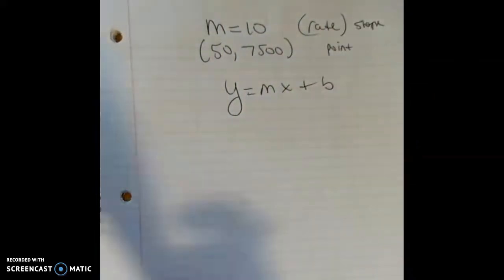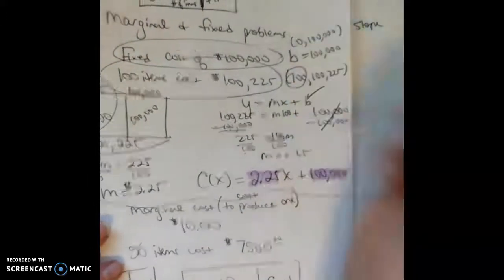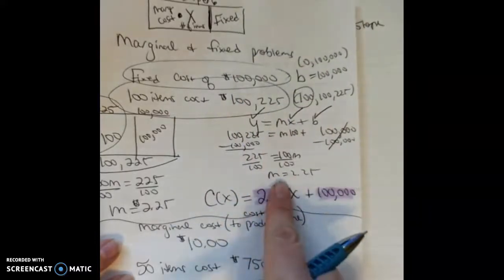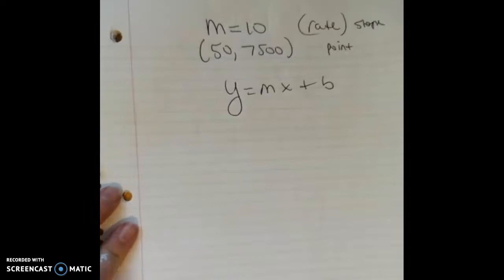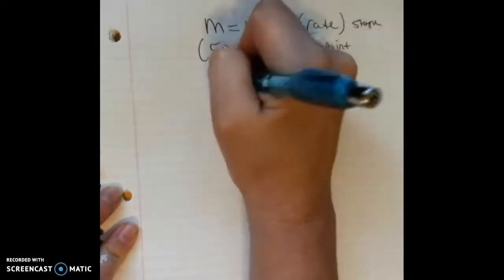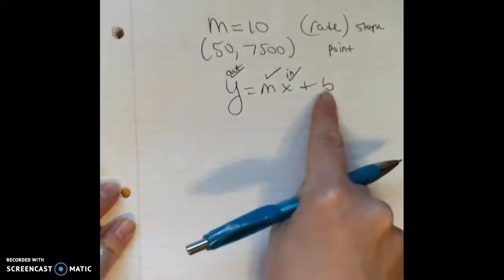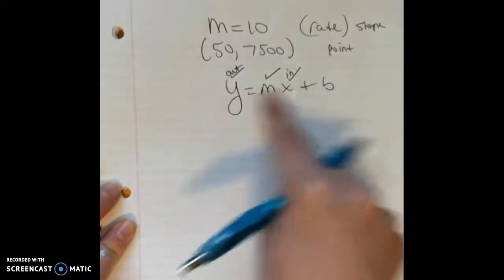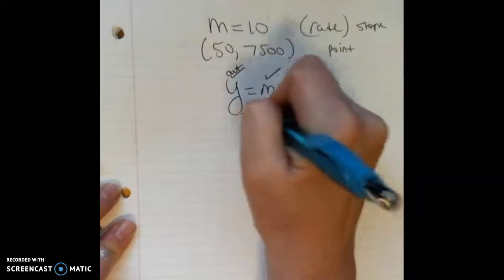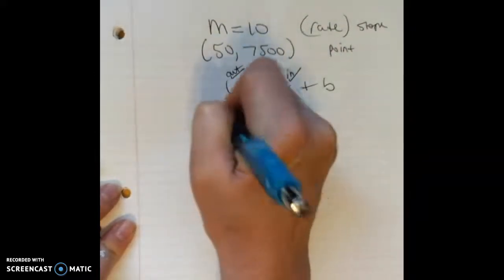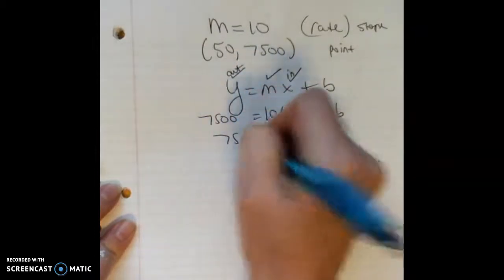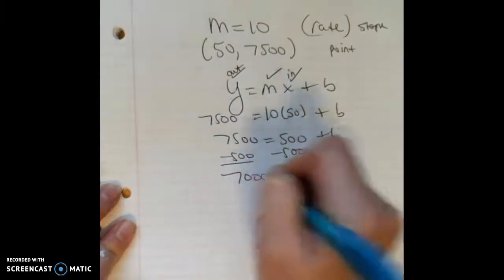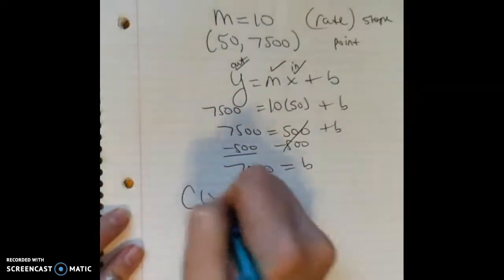Now, last time, notice when we subbed in 3 out of 4, we knew B, we knew X, and we knew Y. We didn't know M. So we were solving for slope that time. This time, what do I know? Well, I know my slope, I know my input, I know my output. So this time I can solve for B. So in algebra, if something's linear, it has a constant change, and you know 3 out of the 4 parts, you can always get the other one. So M is 10, this is 50, this is 7,500, there's my B. Subtract 500, 7,000 equals your B.